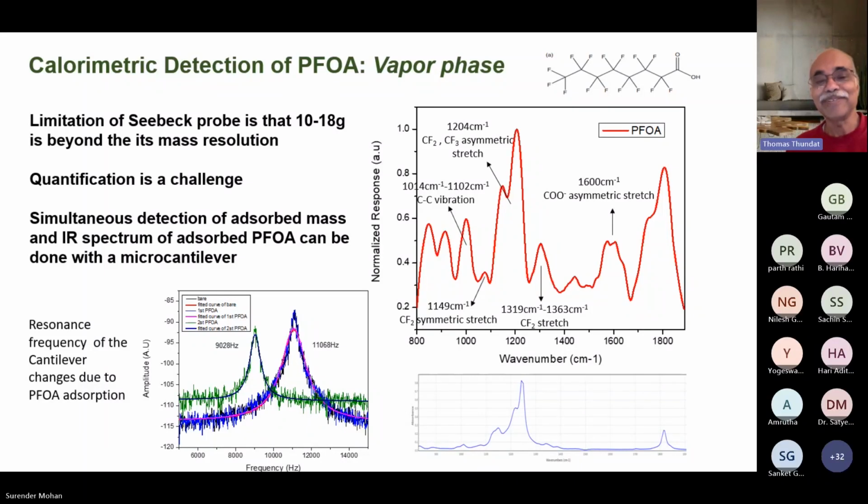So the area is large, so lots of material is absorbed on the surface. As you can see, the mass resolution is not very high here, but you can see the peaks of the different PFAS, the vibrational amplitudes are shown clearly, and it matches pretty well with the FTIR data. Next slide.